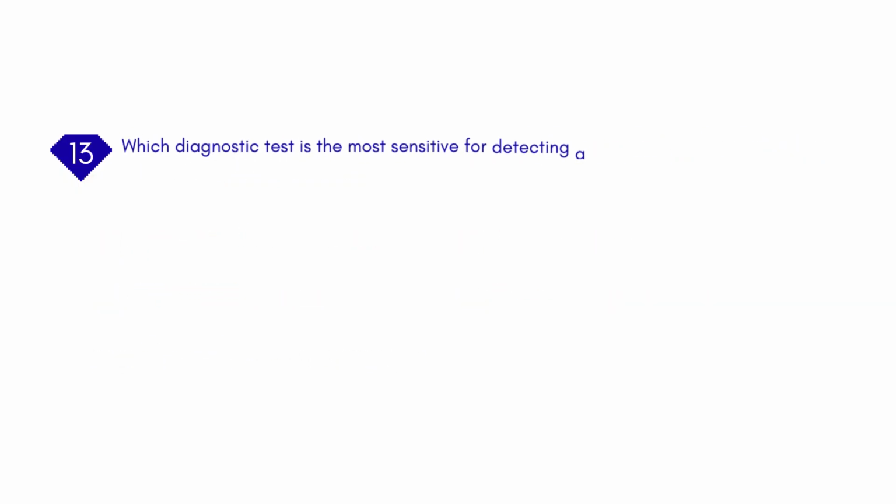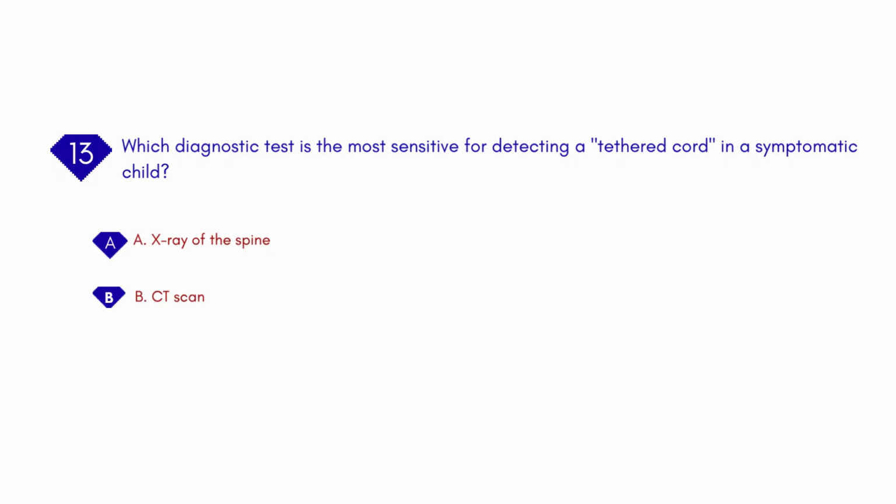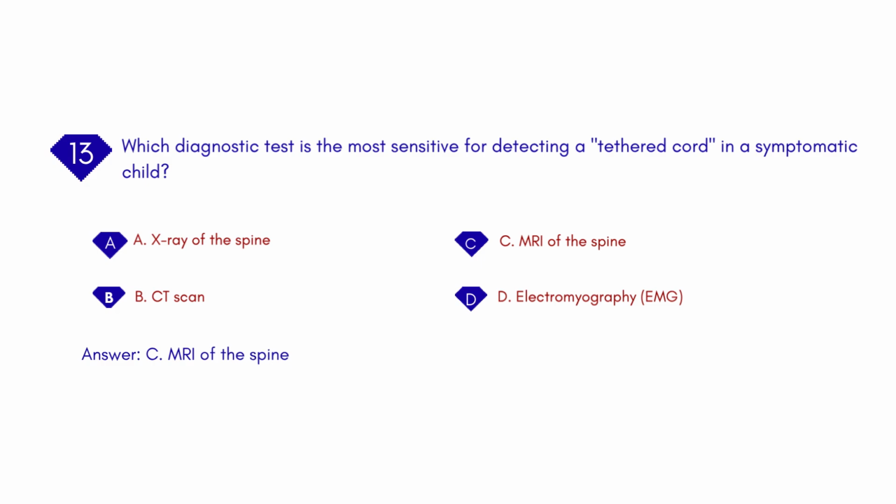Which diagnostic test is the most sensitive for detecting a tethered cord in a symptomatic child? A. X-ray of the spine. B. CT scan. C. MRI of the spine. D. Electromyography, EMG. Answer: C. MRI of the spine.